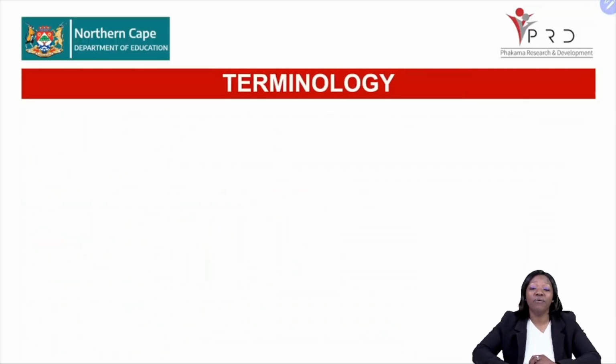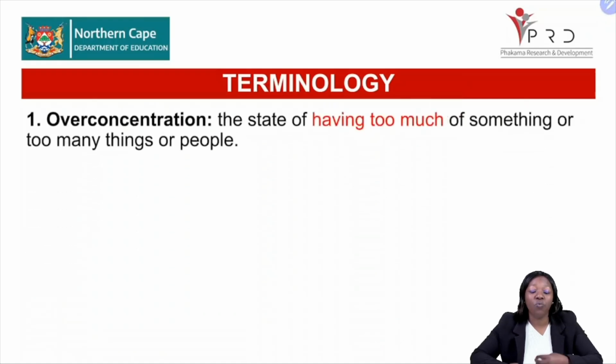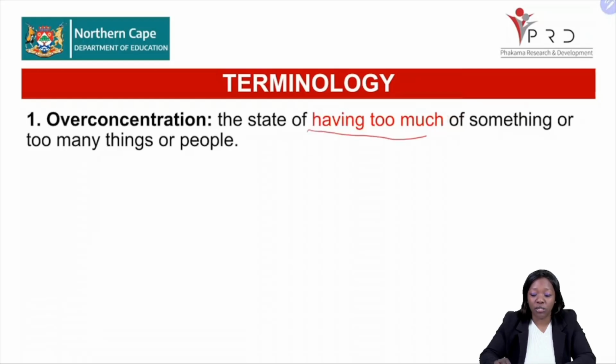Then we're going to look at our terminology. In our first terminology, we're looking at over concentration. Remember, we are talking about South African industries. So over concentration is the state of having too much. So we can have an over concentration of industries, an over concentration of activities.